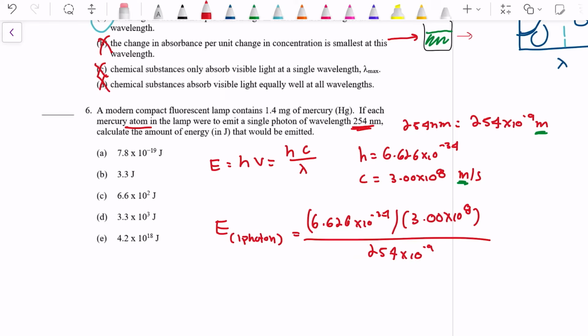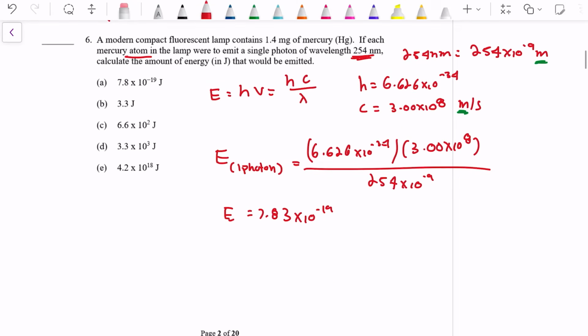Okay. All right. Let's chuck this into the old TI-84. 6.626 times 10 to the negative 34th times 3 times 10 to the 8th divided by 254 times 10 to the negative 9th. All right, so the energy of one photon is going to be equal to 7.83 times 10 to the negative 19. Okay, now that's of one photon.